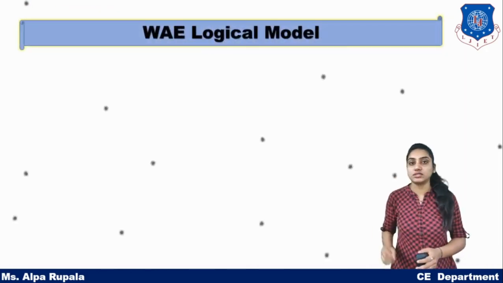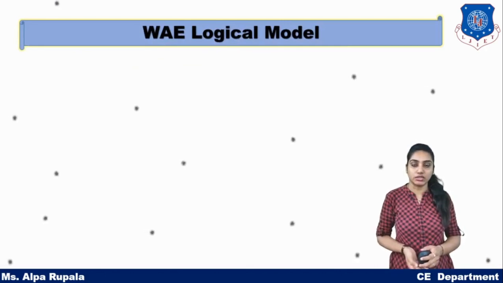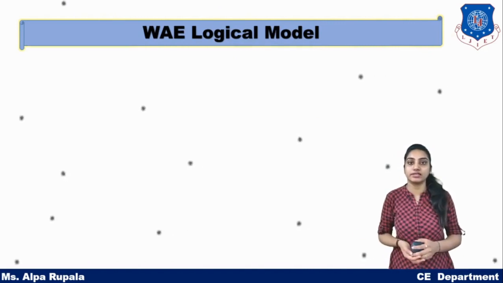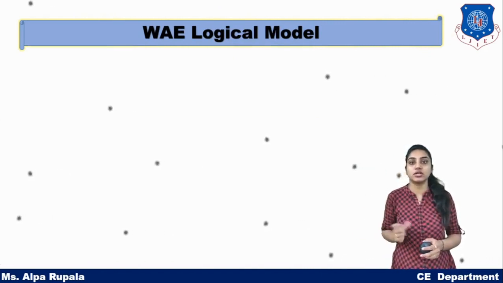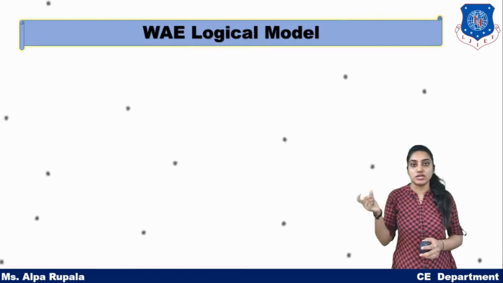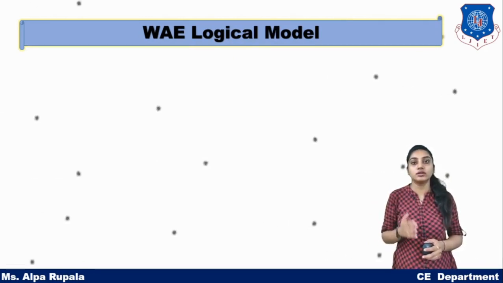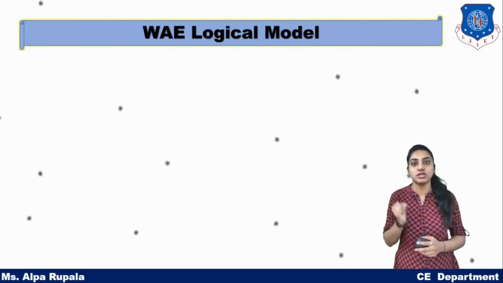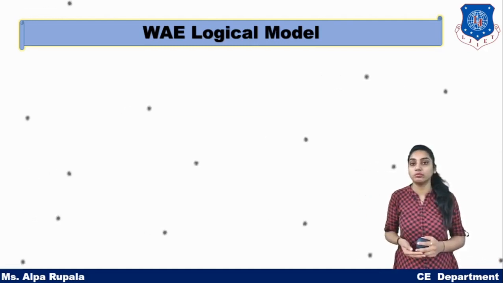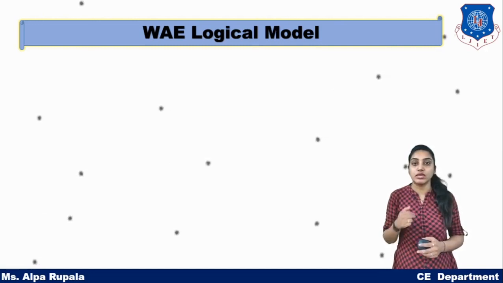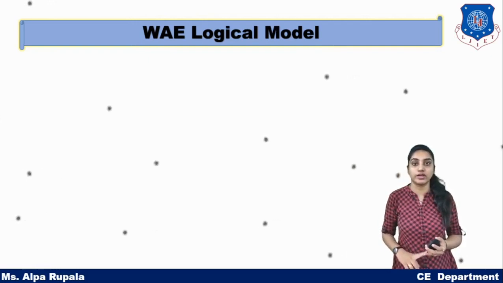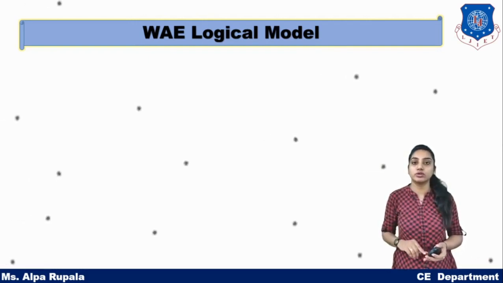Now the next topic is the WAE logical model. WAE means wireless application environment, which we have already learned in our previous lecture. It is the first layer, the wireless application layer, of your web protocol stack, that is WAE, wireless application environment. It is the first layer of the layered protocol architecture, in which we learned that we use the user agent, the user agent profile, WML, and WML script.